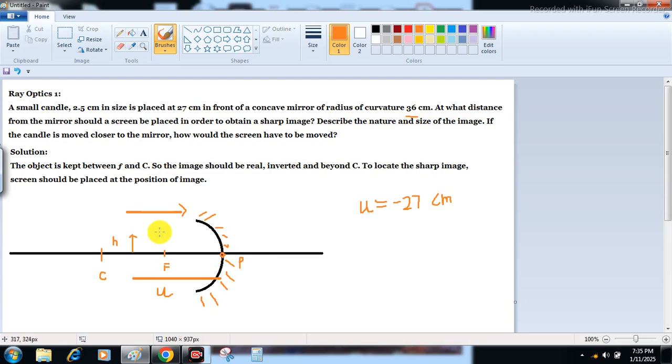Therefore, f equal to R by 2. Since the radius of curvature is measured from the pole to the center of curvature, which is also opposite to the incoming light, it is also taken as negative. That is minus 36 centimeters by 2, which is equal to minus 18 centimeters.